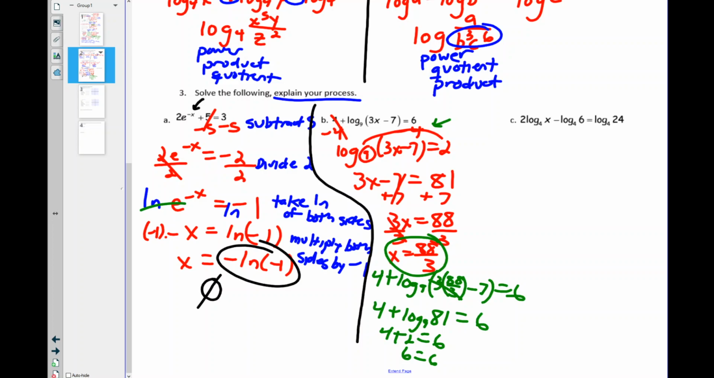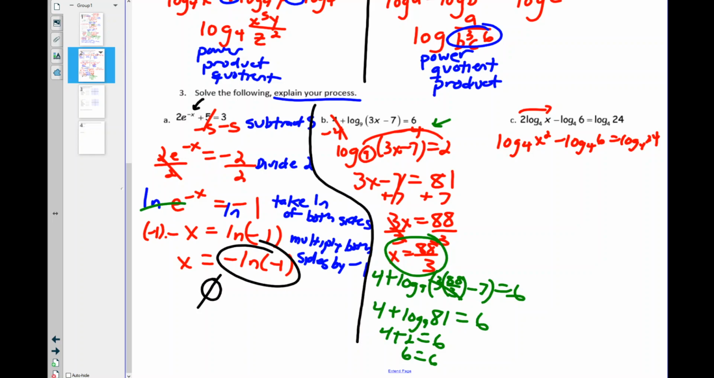Uh-oh, multiple logs. What do? You need to condense, which means here we got to use power property. So we would have log base 4 of x squared minus log base 4 of 6 is equal to log base 4 of 24. Now this is interesting because we have logs on both sides. If there was anything else other than a log, you'd have to put all the logs on the same side. Here you can get away without it.